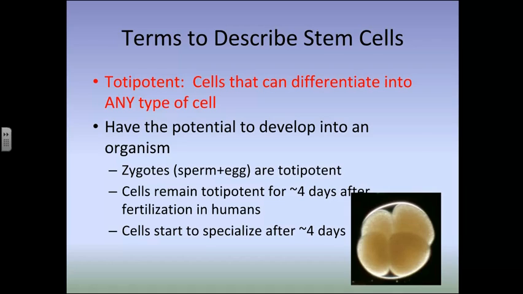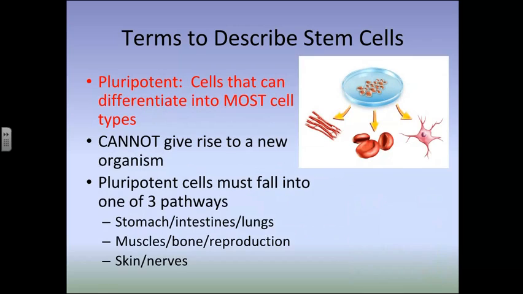We can take those 4 cells in the lower right-hand corner and do what's called embryo splitting, and we could split them into 4 individuals. So we would have 4 identical quadruplets out of that one egg. So zygotes, which is just the word for after the sperm and the egg meet, are totipotent, and the cells really remain totipotent for about 4 days after fertilization in humans. And after about 4 days, the cells start to specialize.